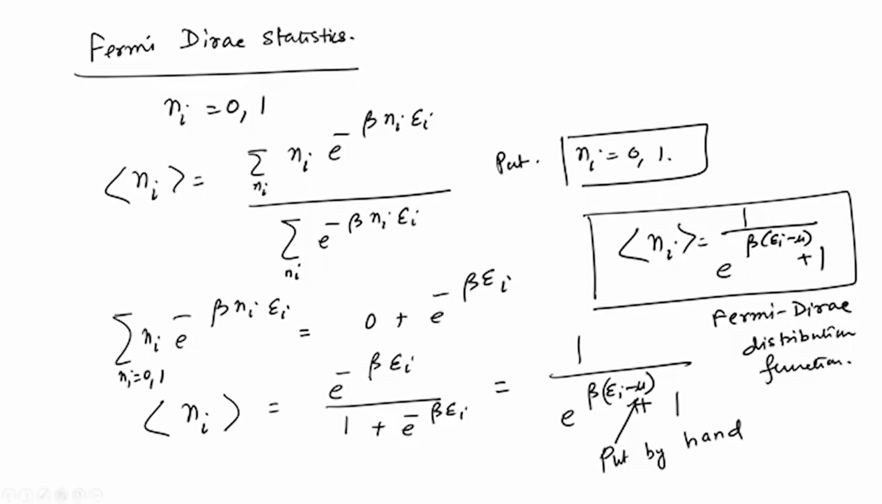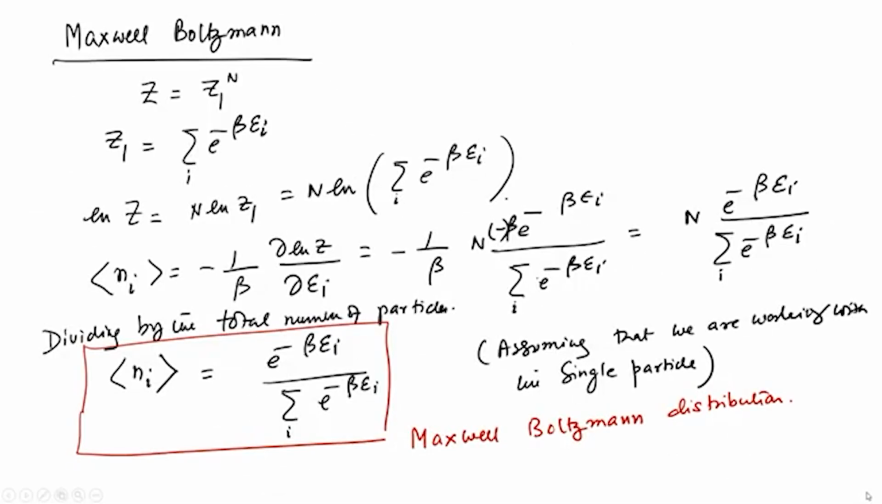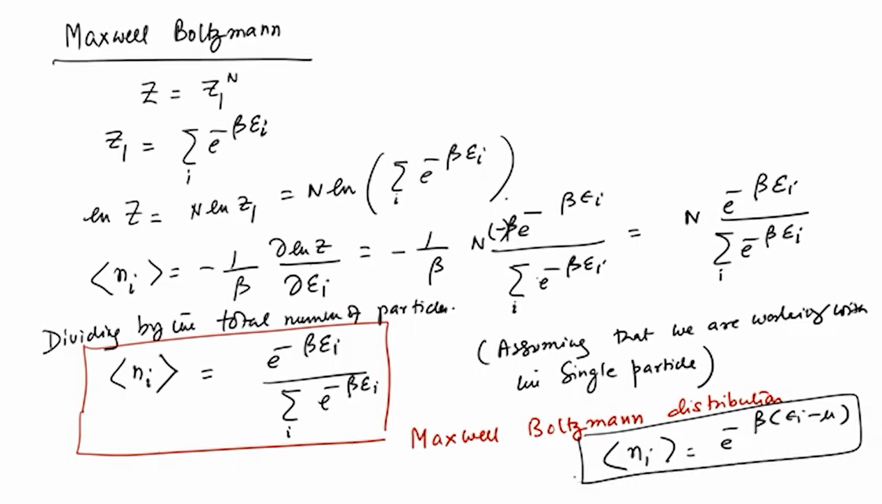Okay. So, we have derived all these three distribution functions, which show the differences between them. The Maxwell-Boltzmann distribution is simply exponential minus beta epsilon I, since the denominator is equal to 1. Or you can also write it as Ni equal to exponential minus beta epsilon I minus mu. So, now we have put it by hand. We would use this as a distribution, assuming the particle number to be not constant, or rather the total particle number to be constant. So, that mu enters into the problem.